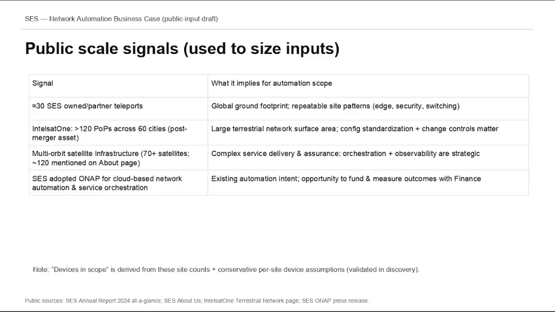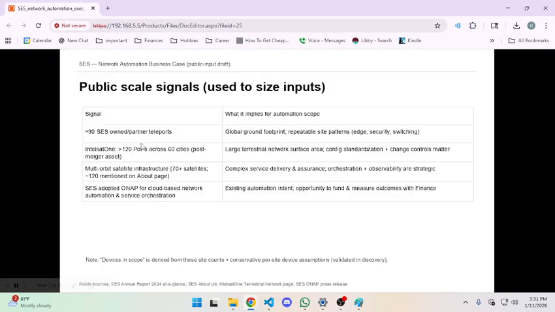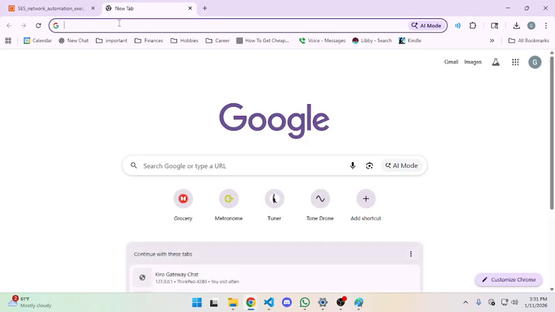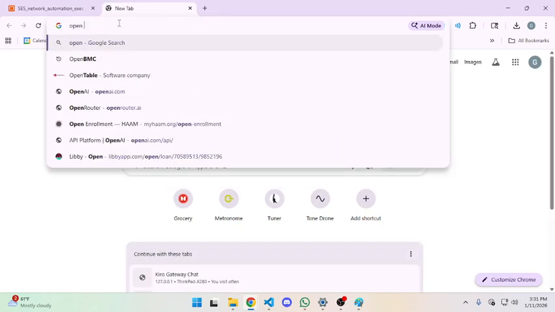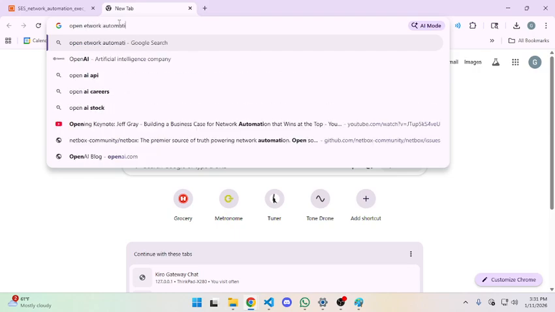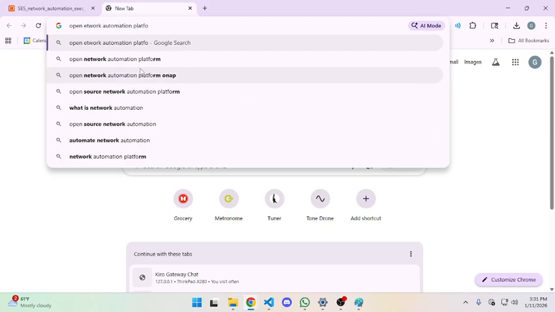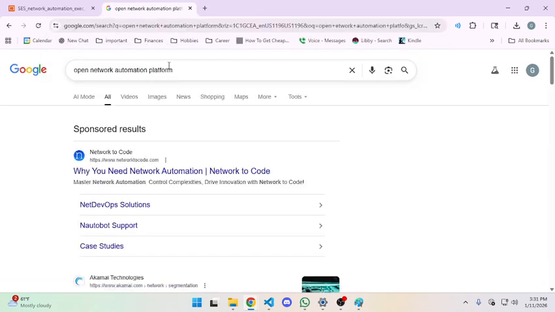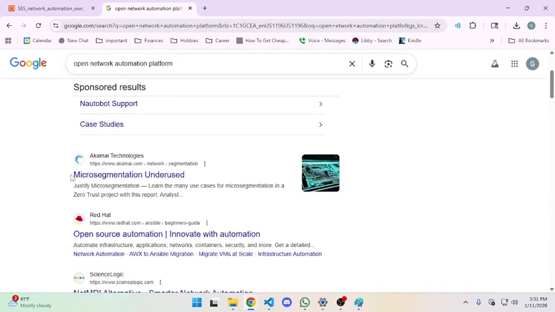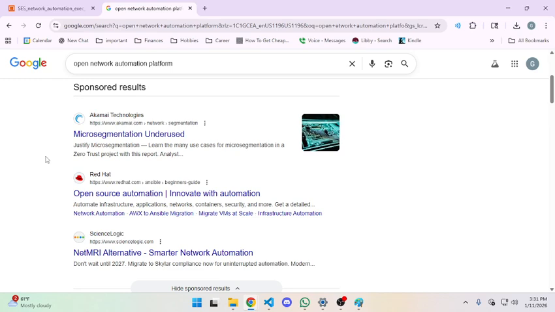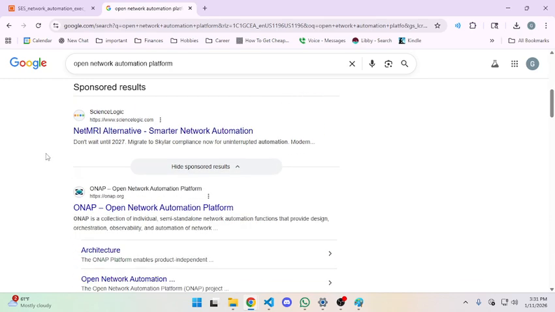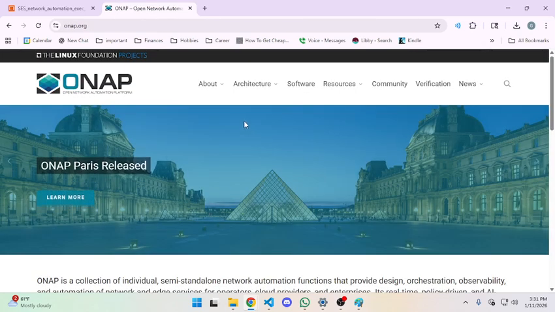Now, ONAP stands for the Open Network Automation Platform. It's basically an open source platform used by a lot of telecoms and network operators to automate and orchestrate their network services in the cloud. So the fact that SES is already using ONAP means they're already leaning into automation, and we can build on that. It's a good sign because it shows they're open to this kind of transformation, and that we have a framework to measure outcomes and work with finance. So in short, this slide is just confirming that there's a solid foundation, and that we've got the right kind of infrastructure and tools to make this automation project really pay off. Let's keep going through the rest whenever you're ready.